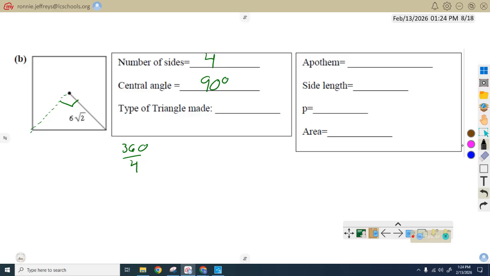All right. Now, if we draw the apothem, that just cut that 90 degrees in half. So what is half of 90 degrees? 45. So this is a 45, 90 degree angle.